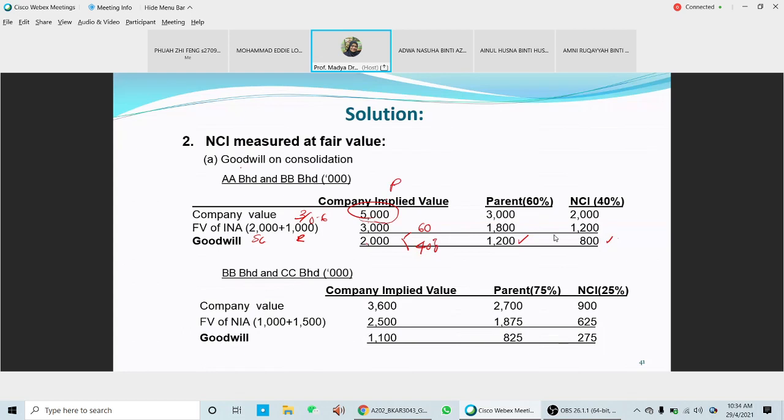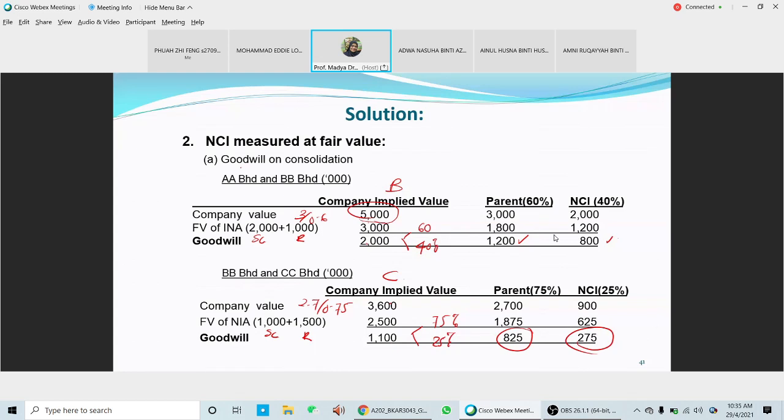Okay, in C here, the value of the company is 2.7 divided by 0.75. So you're going to have 3.6, and then share capital 1 and 1.5 here is a reserve, so we're going to have 2.5, so goodwill will be 1.1. This 1.1 here is 75% to the parents and another 25% to the NCI. So we have 825 and then 275 here.